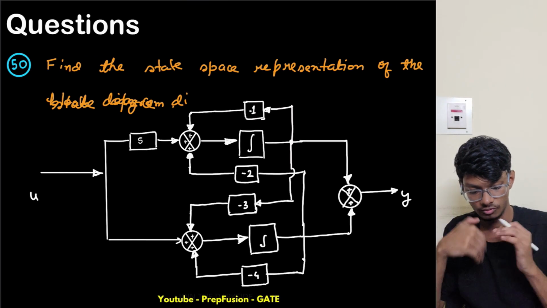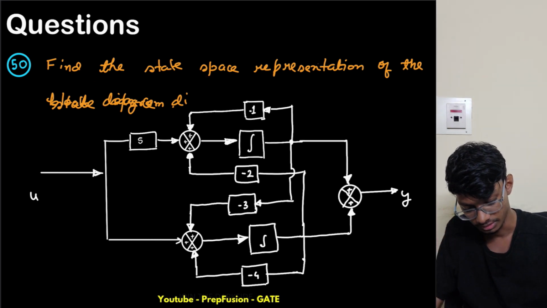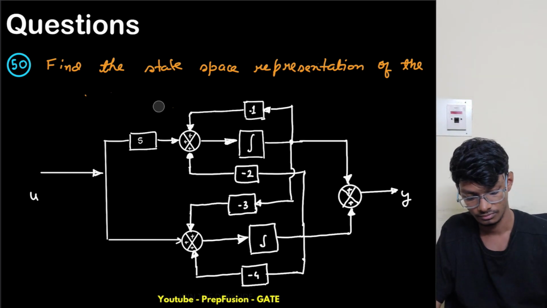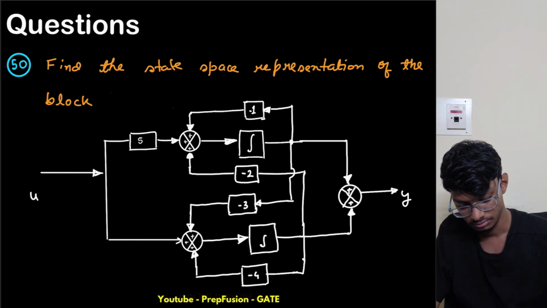So now let's go for the next question. In this question, we have to find the state space diagram of the block diagram given below.